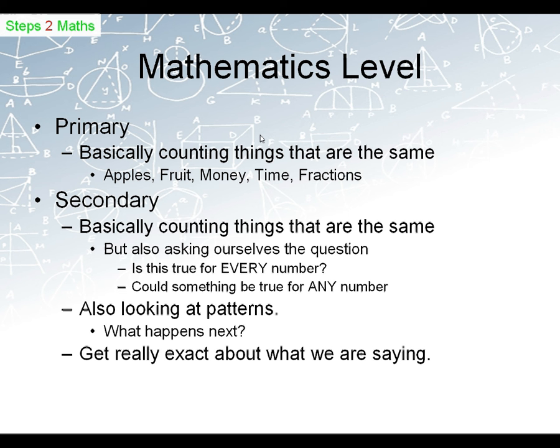Also, we start to get really exact about what we are saying. For example, you often find in the media people saying something like fat is bad for you. In maths and in science in general, we like to ask a very specific question or give a very specific answer. So we might say certain types of fats are bad for certain types of people in certain circumstances, which is saying something quite different. At the secondary level, we have to learn to understand why that's different, how patterns work, and how we extend patterns to ask questions about other things.